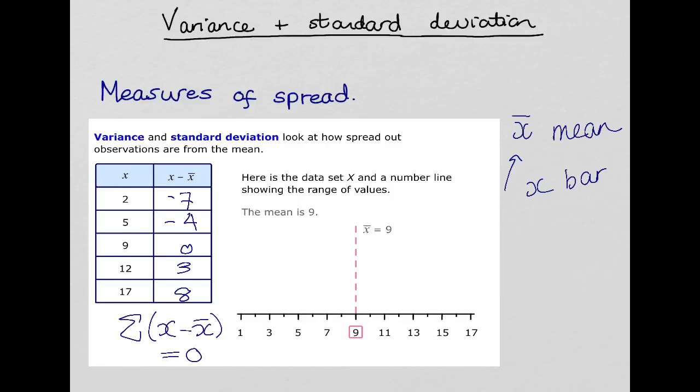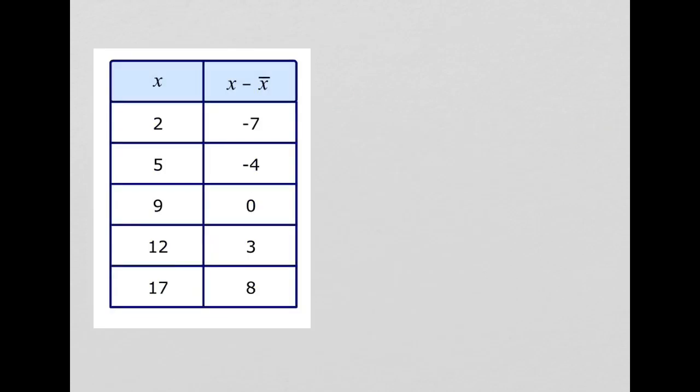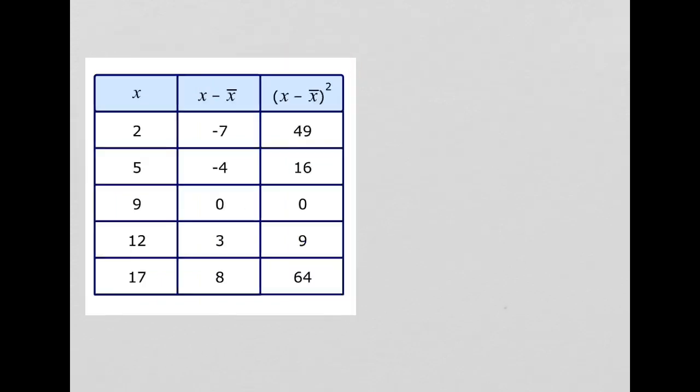That's not going to really be much use to us. So what we can do instead is take these values, some of which are negative, and let's square them instead. And when we square them, obviously, we don't get any negative values in here. So this might be more useful to us, okay?